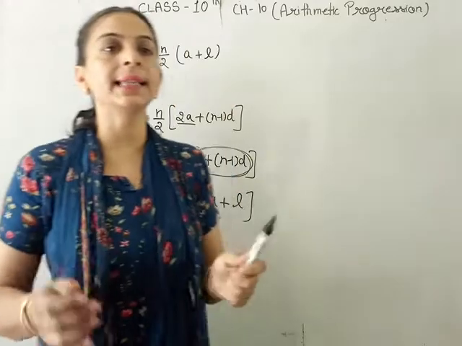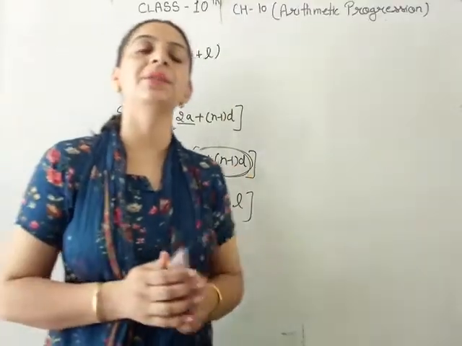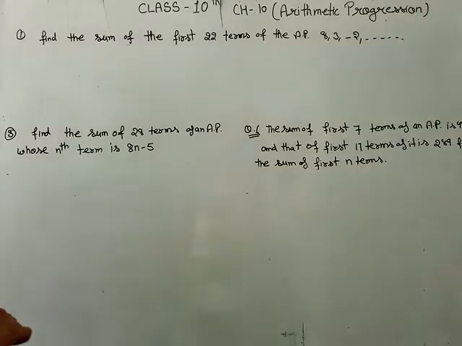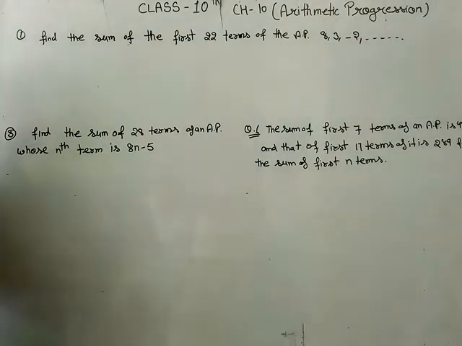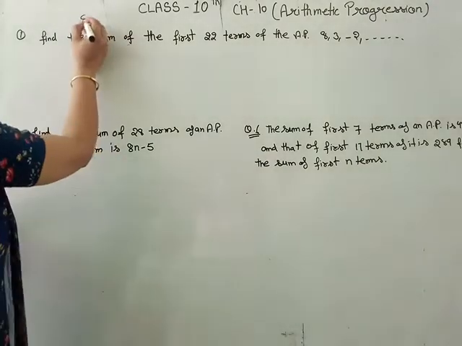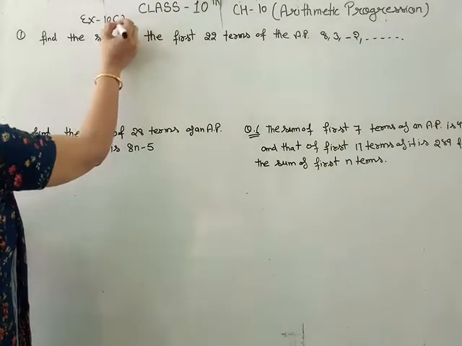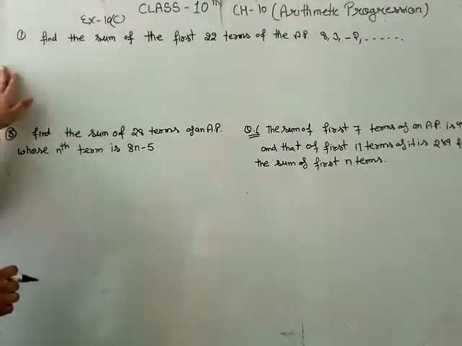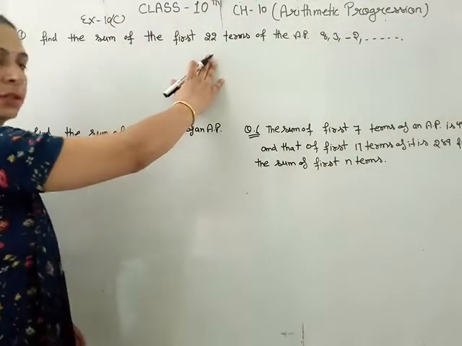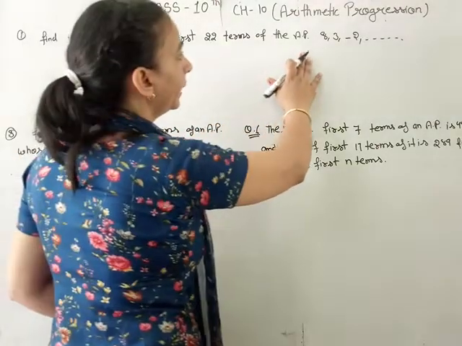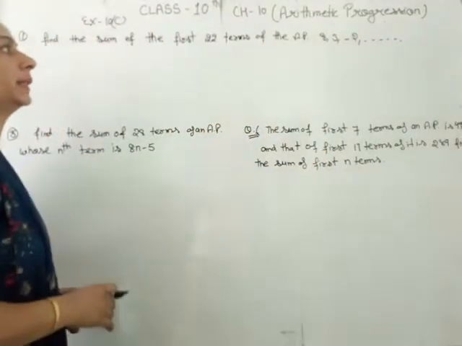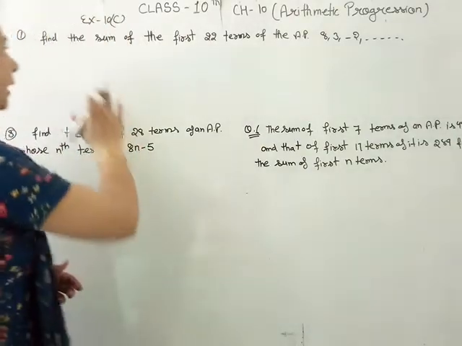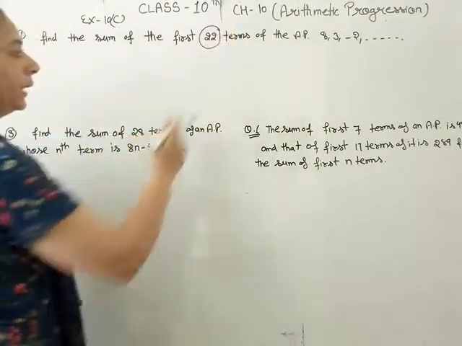Now we are taking some questions from the exercise based on the sum. We have some questions from exercise 10C. Okay, first question: find the sum of the first 22 terms of the AP. A sequence is given, and this sequence is in AP, and we find the sum of the first 22 terms.